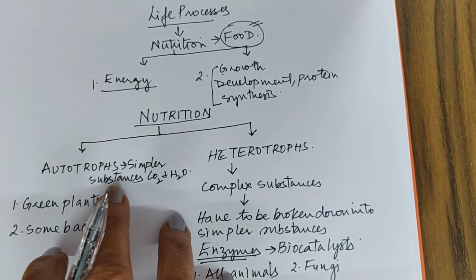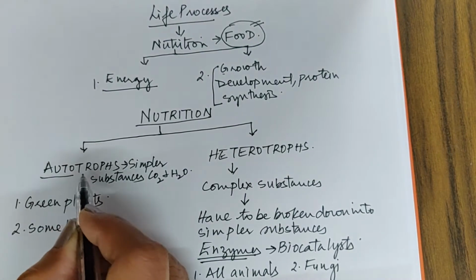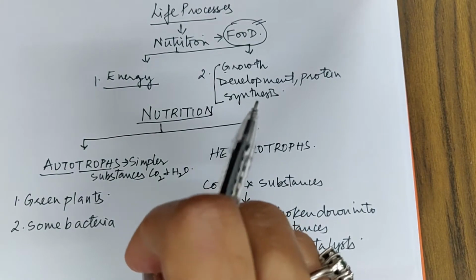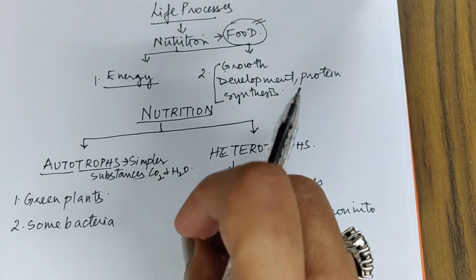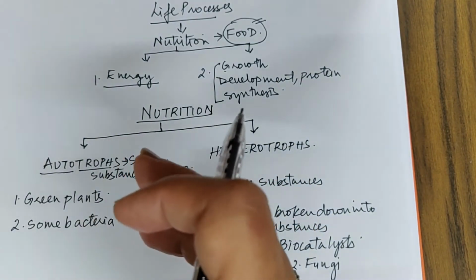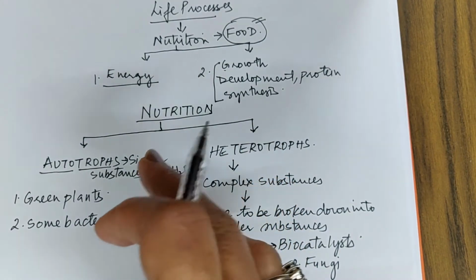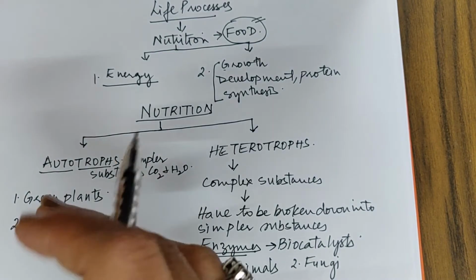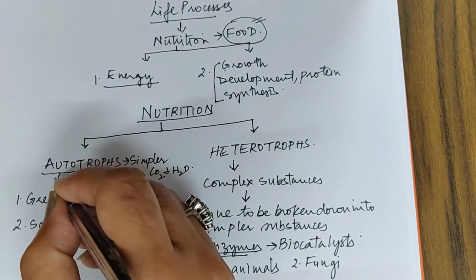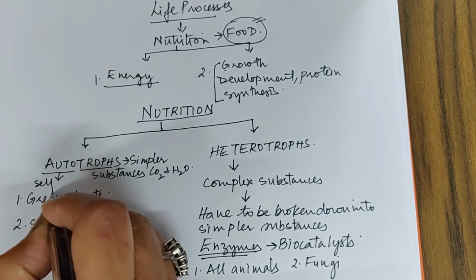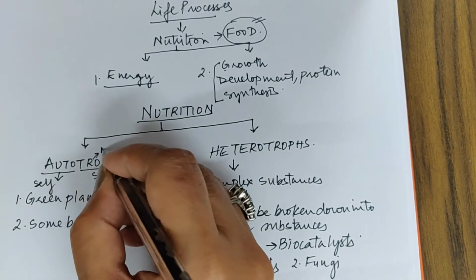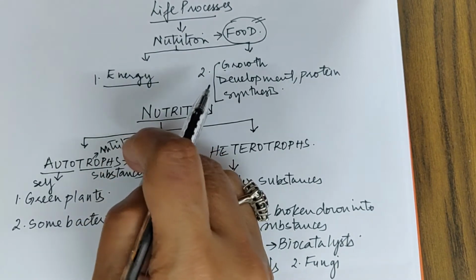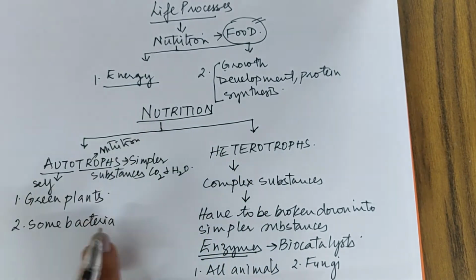Some organisms, like the autotrophs, use very simple inorganic substances like carbon dioxide and water, and they synthesize carbohydrates. For example, this is done by the green plants and certain bacteria. What does the word auto mean? Auto means self and troph means nutrition. Because these organisms can do the nutrition themselves, they are known as autotrophs.